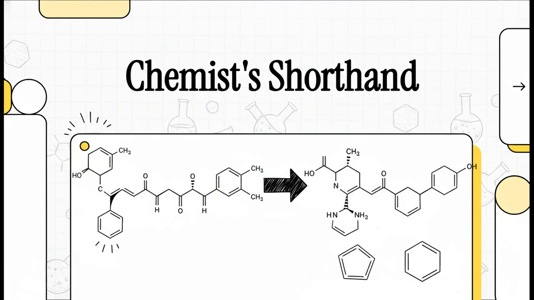Hey everyone! So today we're jumping into the world of chemical shorthand. In organic chemistry, molecules can get really big, really complicated really fast. And trying to draw out every single atom and bond, it's a lot of work. So how do chemists draw these massive structures in a way that's both quick and clear? Well, that's what we're here to figure out.